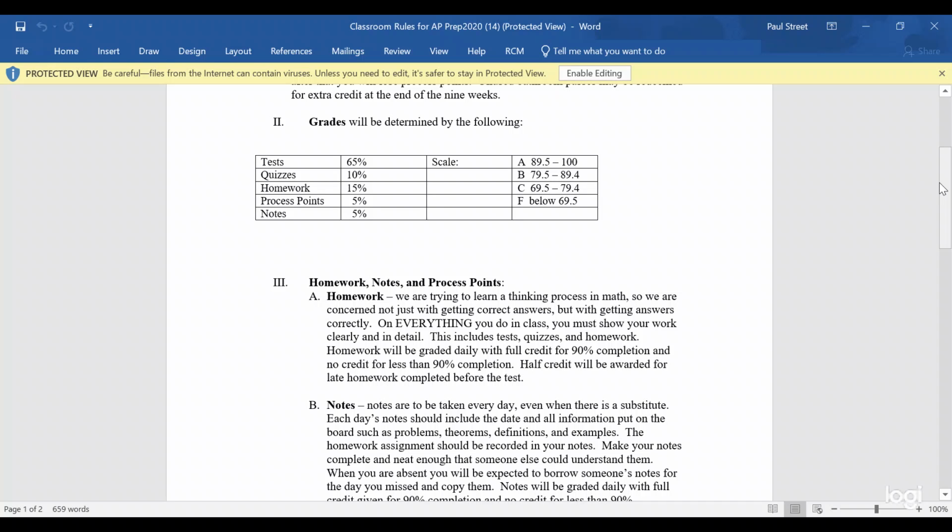Okay, so far we've got the 5% for the notes, the 5% for process points, and even the 15% for the homework. That's purely effort grade. Okay, so if you are working at it, engaged, and really trying, there is no reason you can't get all of that 20%.